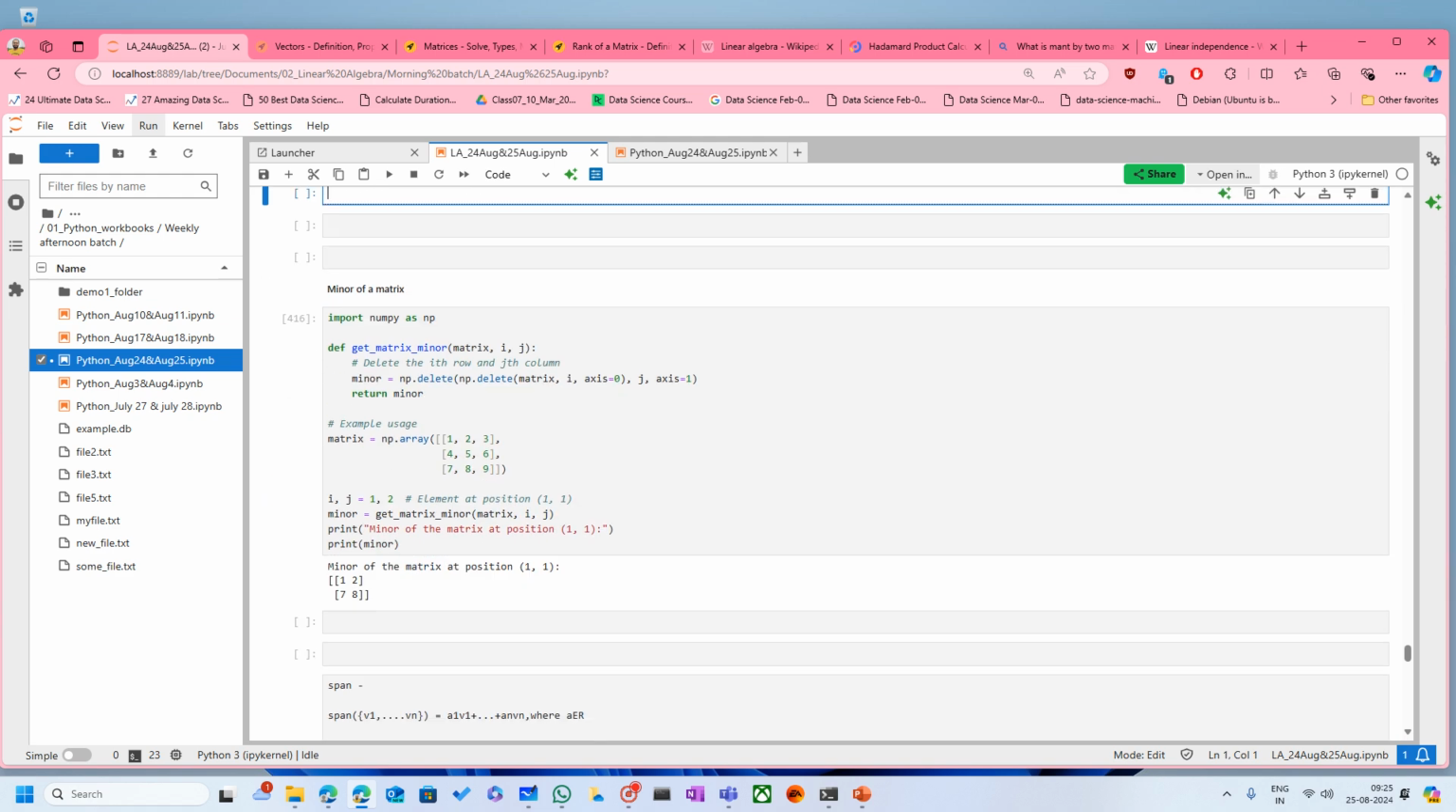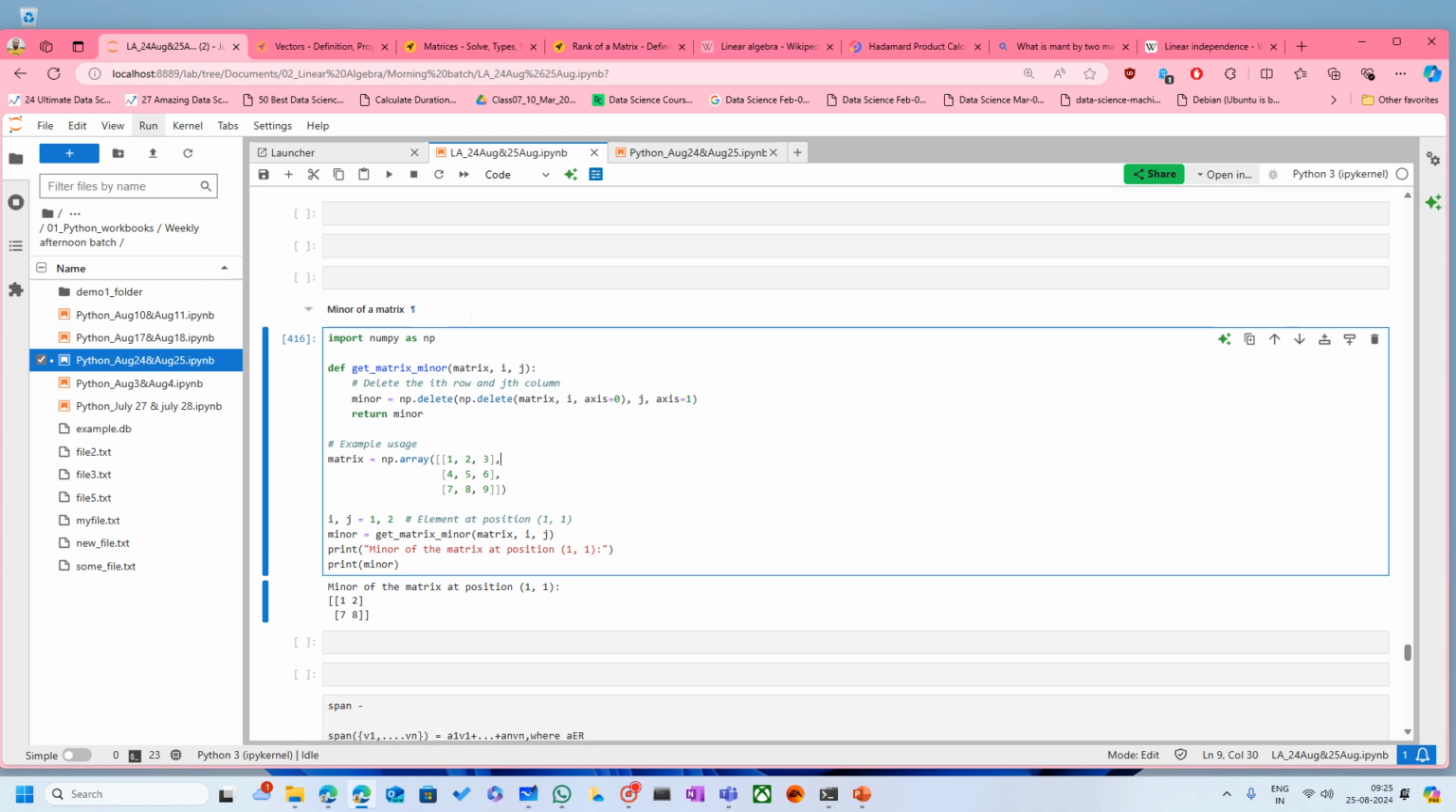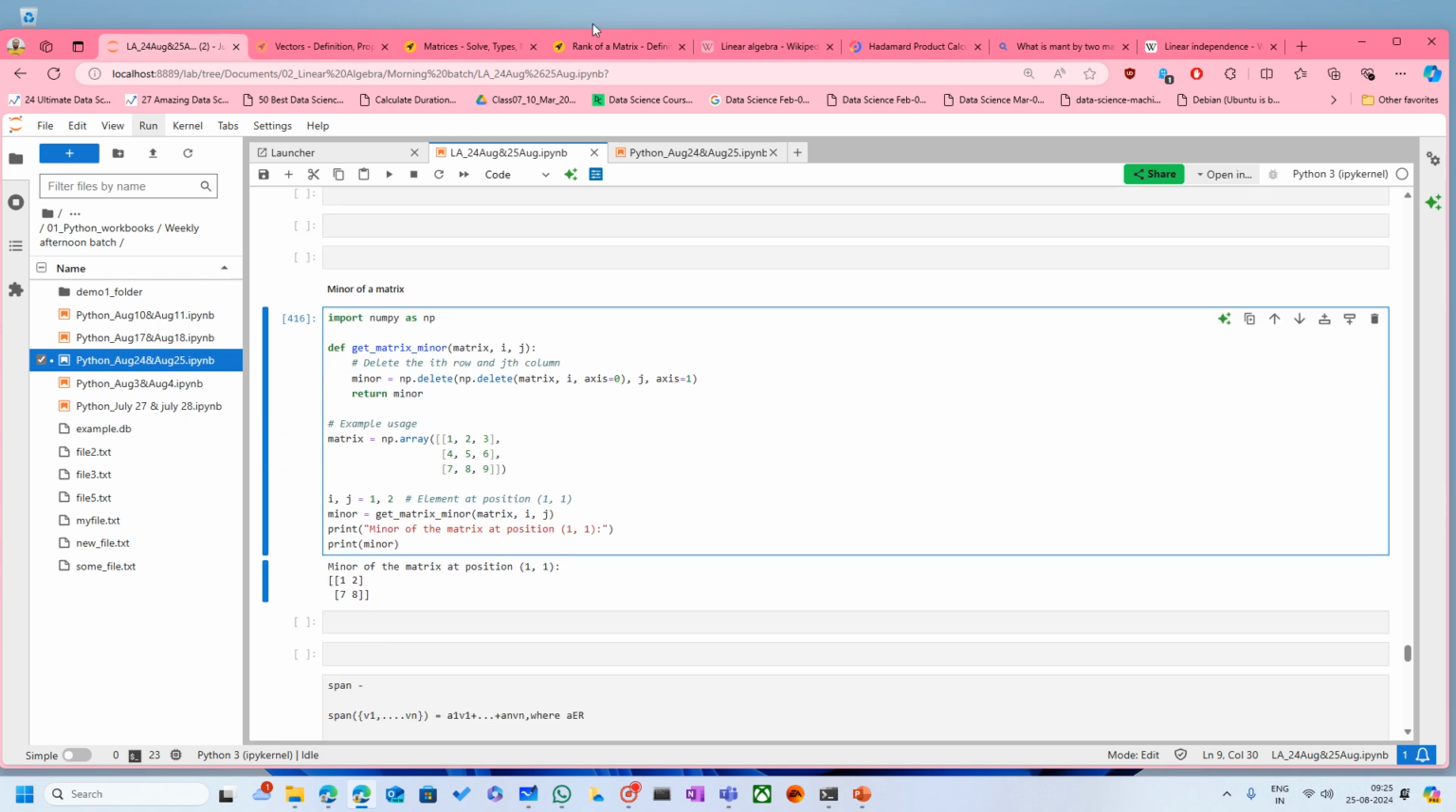Even before I go to the rank of a matrix, I have added here how to solve the minor programmatically, because there is no direct method to calculate the minor of a matrix. As we just saw, we have to delete the row and the column of the matrix in which the element exists.